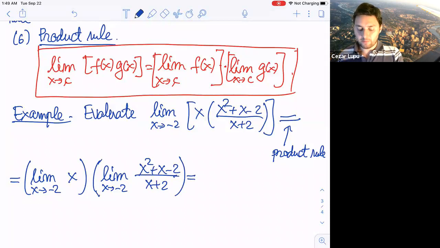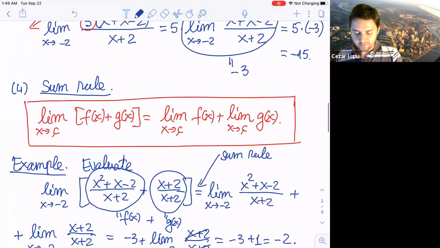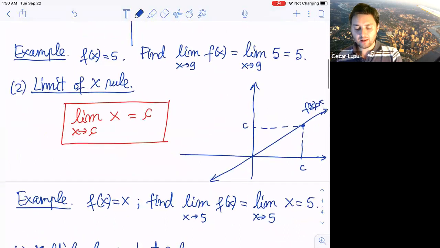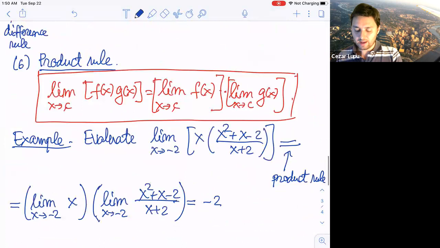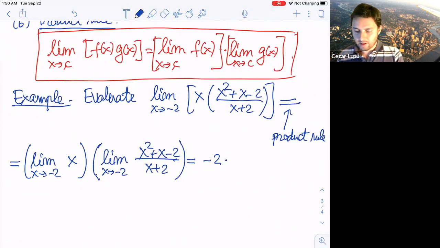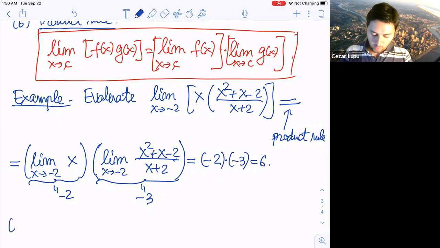Well, the first limit, if you plug it in, by applying the limit of x rule, the second rule, it will give us -2. And this guy, as we have previously said, is -3. So it will be -2 times -3, which is 6. All right, that's beautiful. And now, the quotient rule.